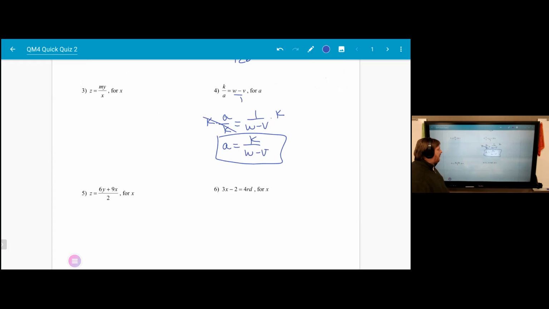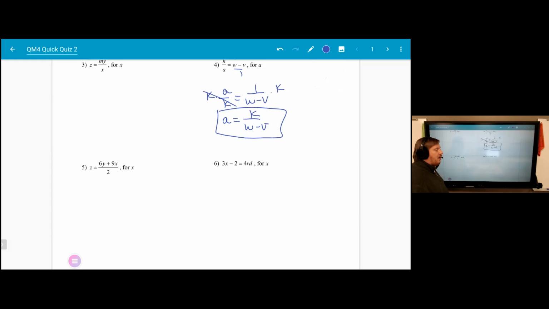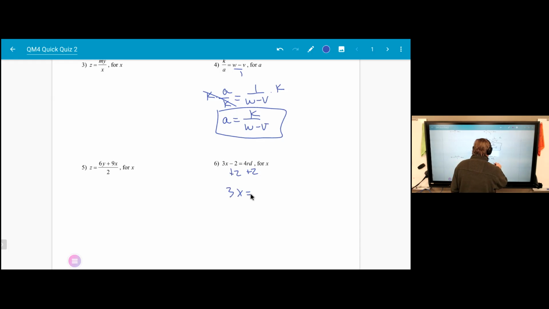Fantastic. If I'm trying to solve for x in number 6, I've got 3x minus 2 equals 4rd, which is 4 times r times d. I'm going to start by adding 2 to both sides of the equal sign. So 3x equals 4rd plus 2. And to finish this out, divide the entirety of both sides by 3. I have x, again, that simplifies to 1. x equals 4rd plus 2 divided by 3.